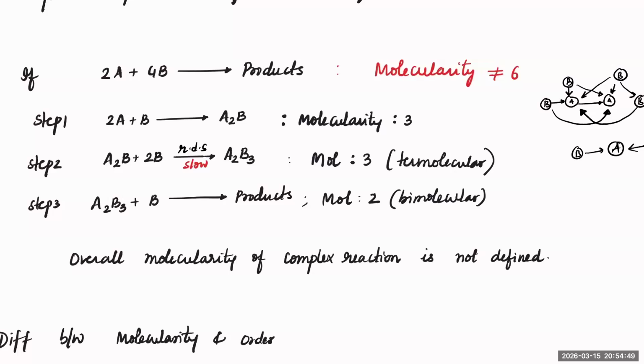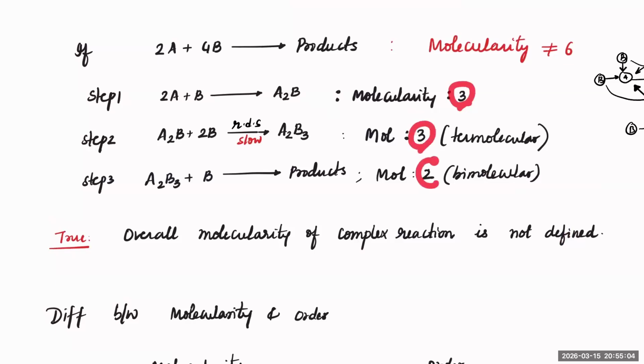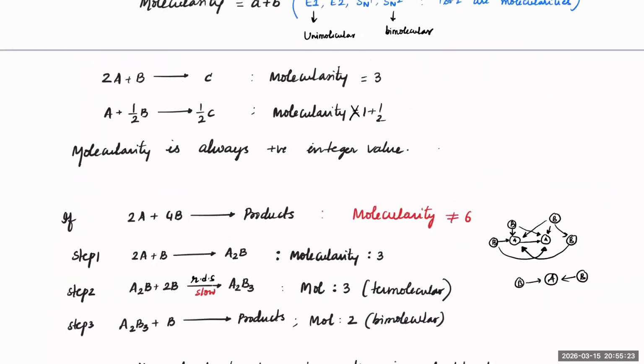All good? Okay. Generally, if such a statement is given, then it is a true statement. That is, the overall molecularity of a complex reaction is not defined. It is not like we can take the average of the molecularities or something like this. No, there is no overall molecularity, but the molecularity of a complex reaction can be said to be 1 or 2 or 3, but these numbers 1, 2, or 3 are on the basis of the slowest step. Everybody understood?